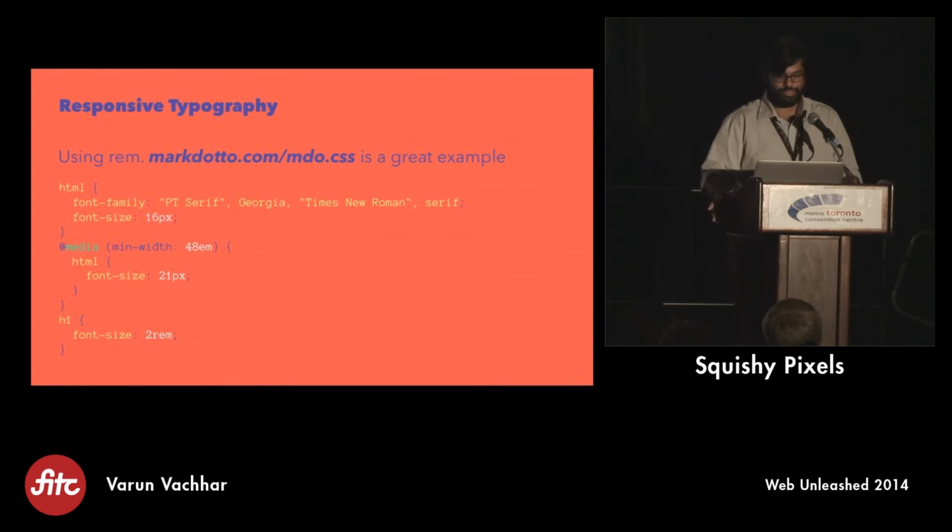And then the last method is using the rem units. So rem is pretty similar to em, except everything is referenced from the root element. That's the HTML element and not the body. Mark Otto's personal site actually is a great example of this. All he does is set the font size explicitly twice on HTML and then a second breakpoint for mobile. And then all the other fonts just automatically update.